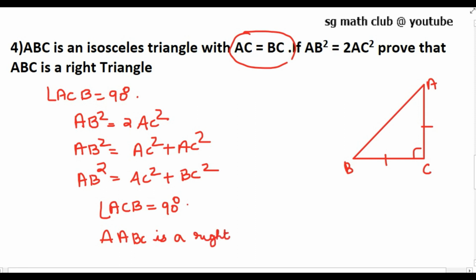So here we have used the converse of Pythagoras theorem. The converse of Pythagoras theorem says that if the square of the hypotenuse, or the square of one side, is equal to the sum of the squares of the other two sides, then those two sides contain a right angle.